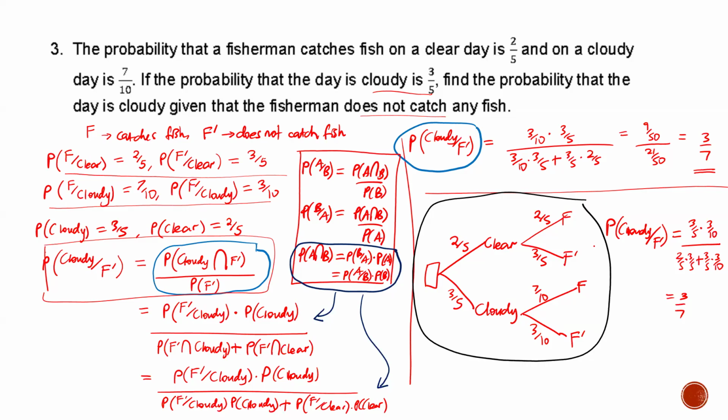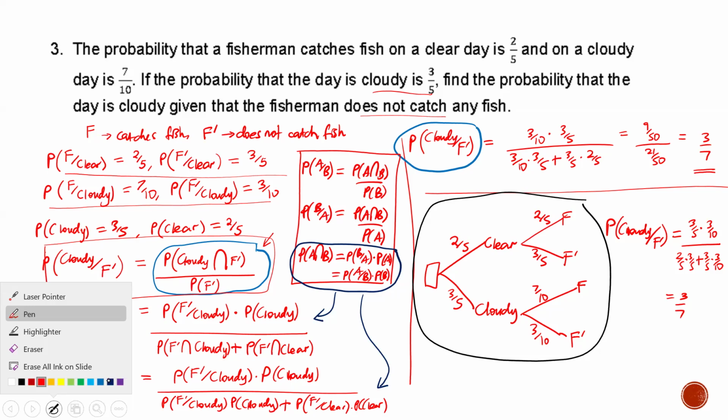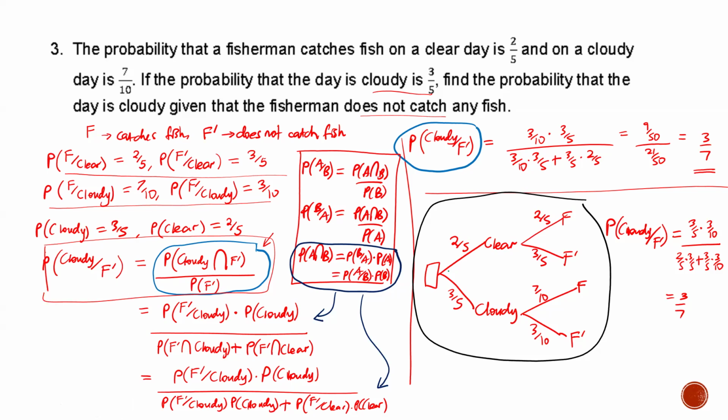And so, if we use this formula right here for the probability of it being cloudy, given that he didn't catch fish, the intersection of two events is when they both happen, right? So the probability of it being cloudy and him not catching fish would be this path right here.